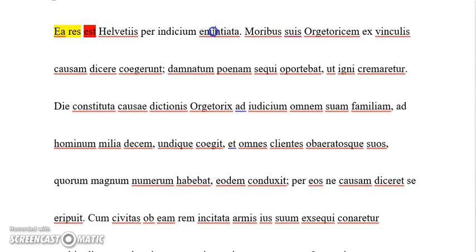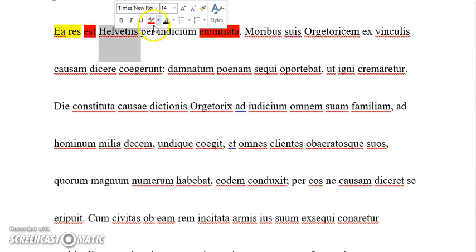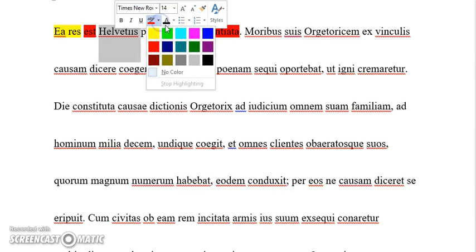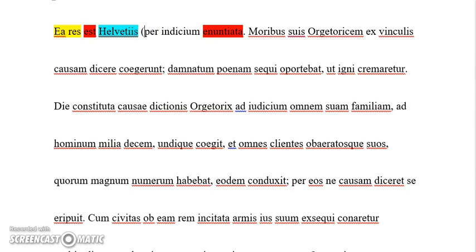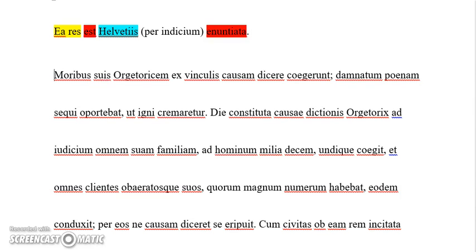Est enuntiatia, was enuntiatia tu habetis. Per indicium, and your book here says to use by an informant. Literally, it says something like through information. And that's the end of the first sentence.